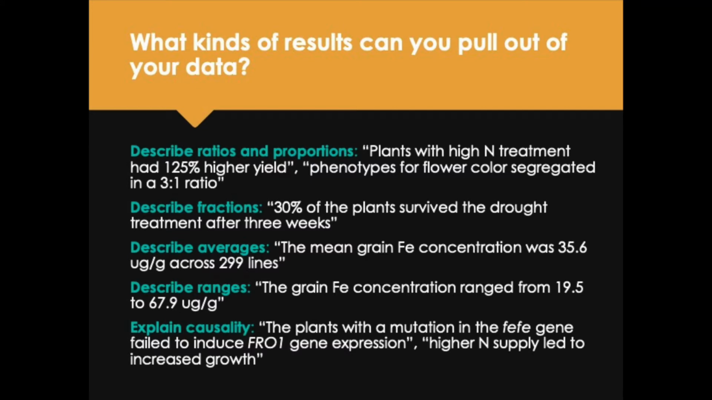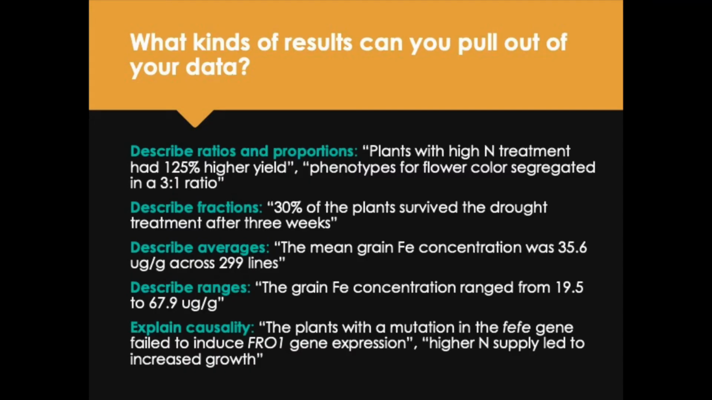Some additional ones are describing ratios and proportions. Plants with high nitrogen treatment had 125% higher yield, or phenotypes for flower colors segregated in a 3-to-1 ratio. You can describe fractions, such as 30% of the plants survived the drought treatment after 3 weeks. You can describe averages. The mean grain iron concentration was 35.6 micrograms per gram across 299 lines. You can describe ranges. The grain iron concentration ranged from 19.5 to 67.9 micrograms per gram.